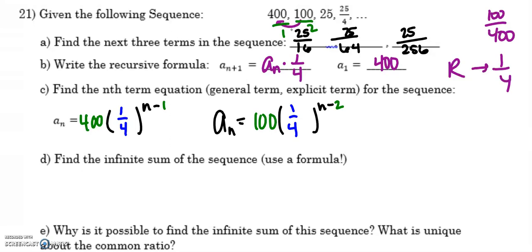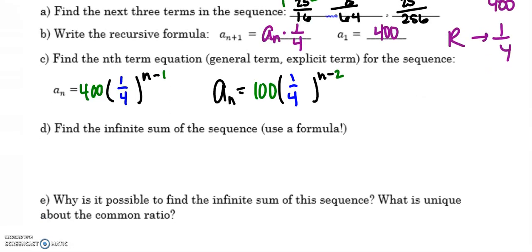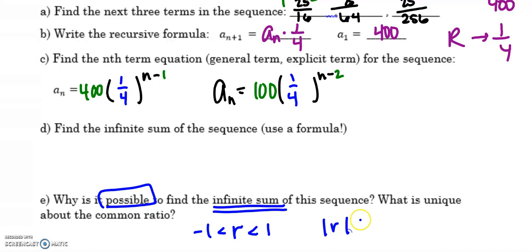All right, find the infinite sum. I'm actually going to jump to part E real quick. Why is it possible to find this infinite sum? Well, remember, the infinite sum is possible if your r value is less than 1 and greater than negative 1. Another way of writing that is that the absolute value of r is less than 1. So in thinking about that, my r was 1/4, which is definitely less than 1. So that means I can use my infinite sum formula.